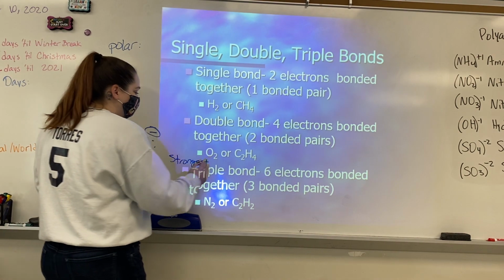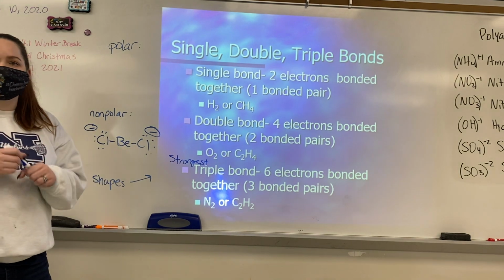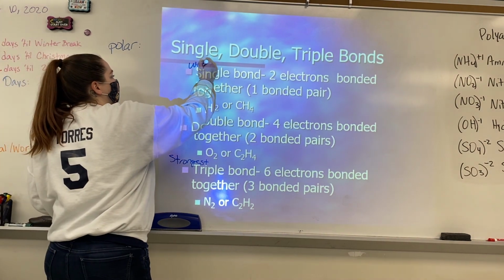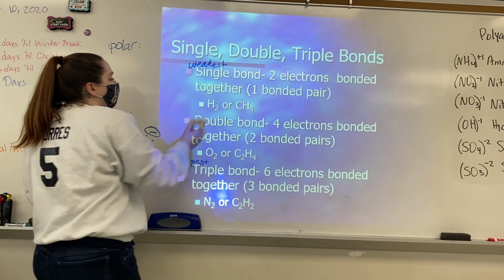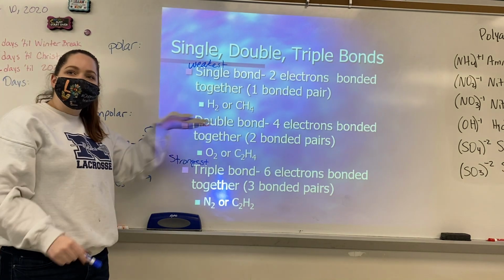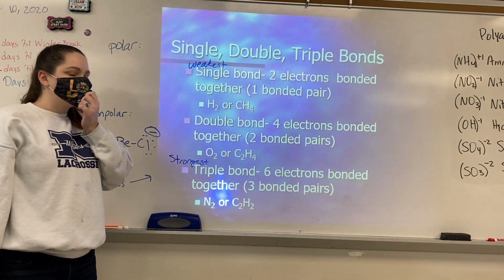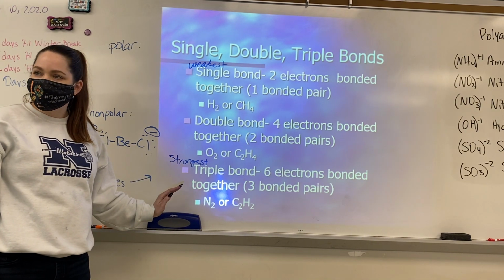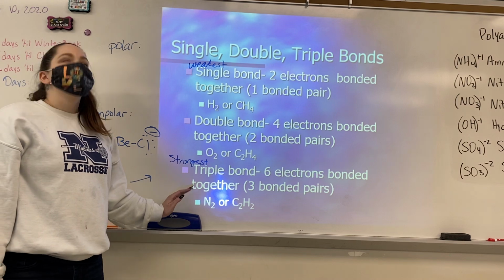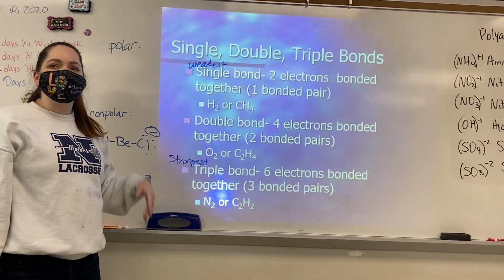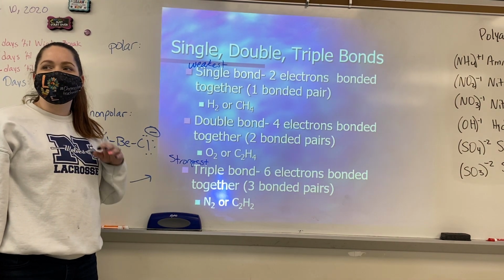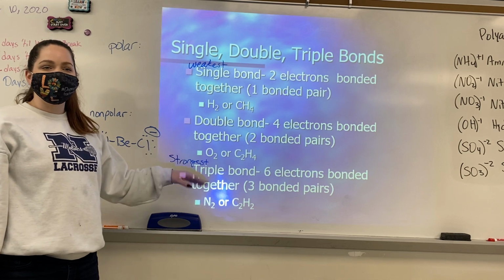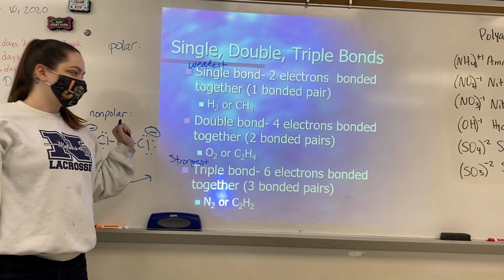So your triple bond is your strongest bond. Your single bond is your weakest bond. And the double bond, since it's in the middle, is moderately strong. Can someone tell me why our triple bond is our strongest? Because there's 3 lines instead of 2 or 1. Because there's 3 bonded pairs, so there's 6 electrons altogether. So it's going to take a lot of energy to break all of those bonds. Yes. All right.